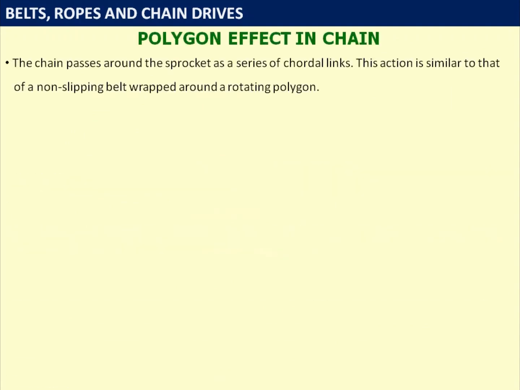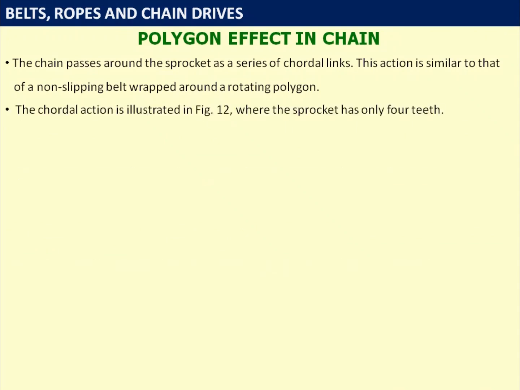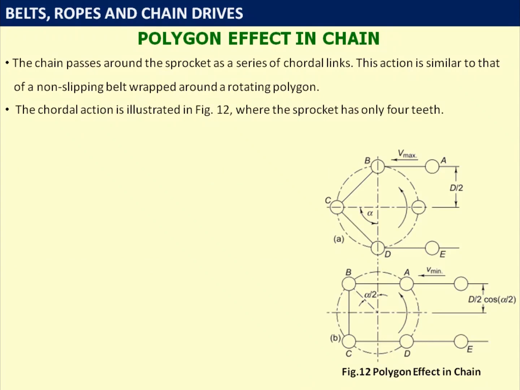Now let us discuss the polygon effect in the chain. The chain passes around the sprocket as a series of chordal links. This action is similar to that of a non-slipping belt wrapped around a rotating polygon. The chordal action is illustrated in figure 12, where the sprocket has only 4 teeth. So this figure 12 shows the sprocket having 4 number of teeth.